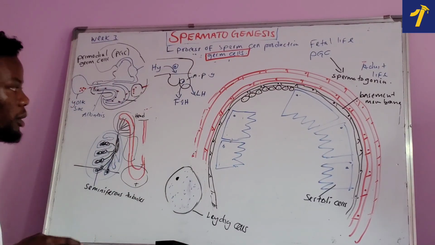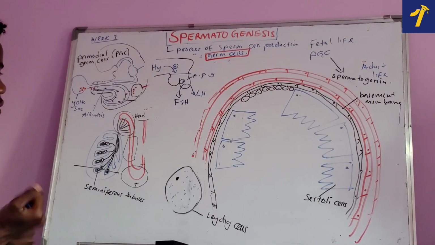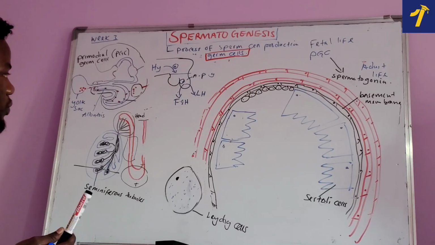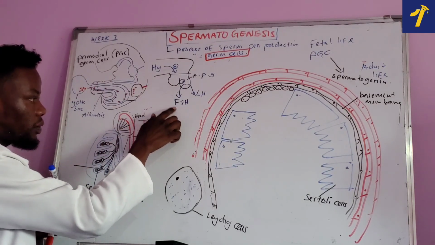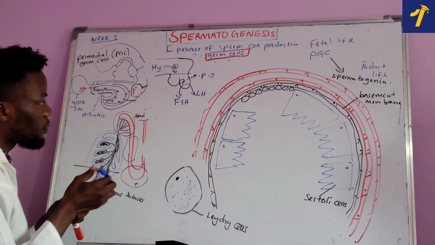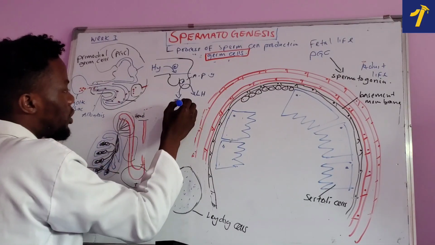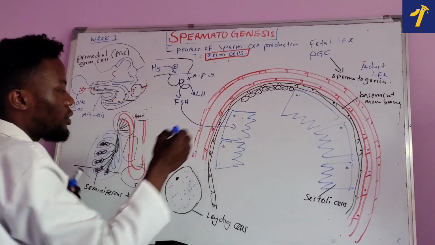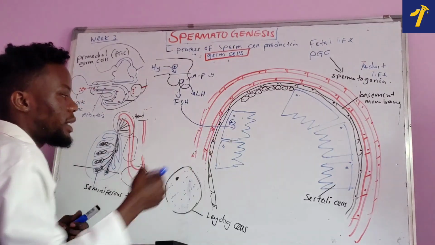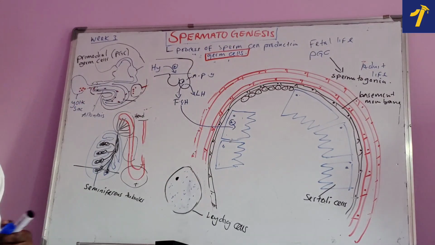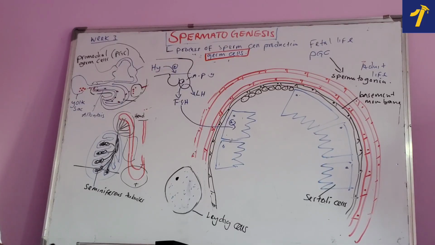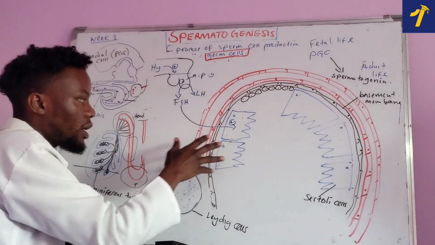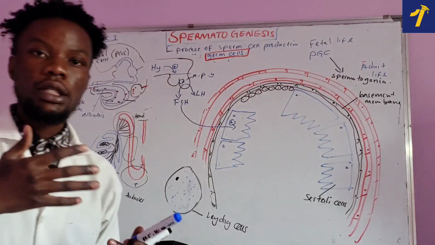Now, what's going to happen is this. The follicle stimulating hormone will go to these cells. What did we say these cells are? These are Sertoli cells. What's the function of Sertoli cells? The function of Sertoli cells is going to change in the adult life.